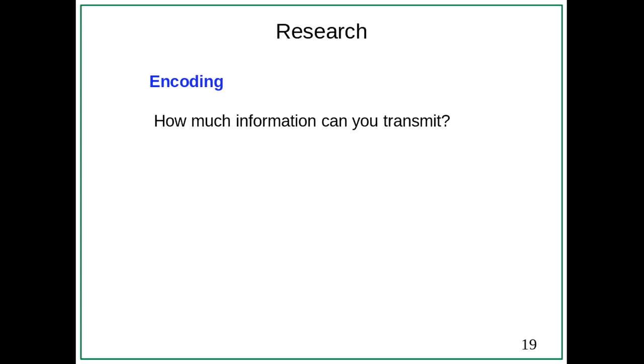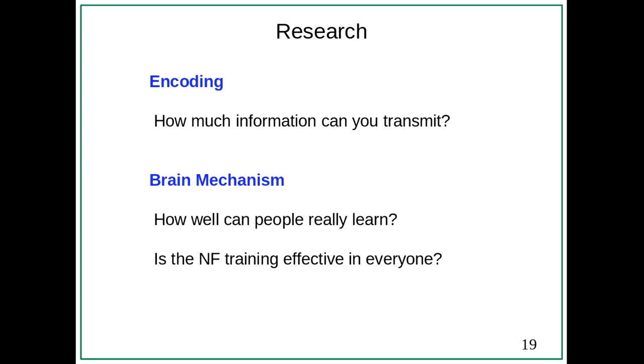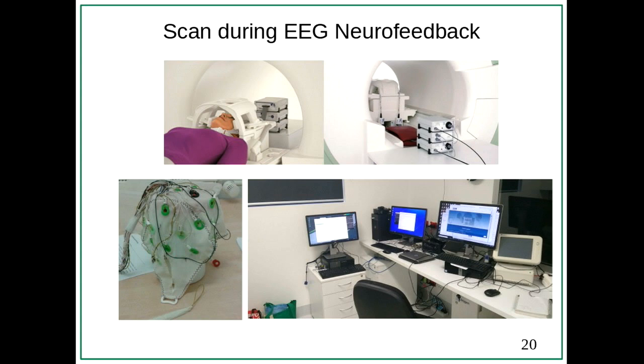Research questions that you find quite common: one of them is how much information can you extract from the EEG signal and what are good strategies for that. What are brain mechanisms that are involved. And the research questions that I am most interested in are how well can people really learn to modify the brain rhythms, and is neurofeedback learning really effective in everyone? For this, I use an MRI scanner to scan while the EEG neurofeedback is going on. That MRI part is a talk in and of itself that I'm not going to go further into.